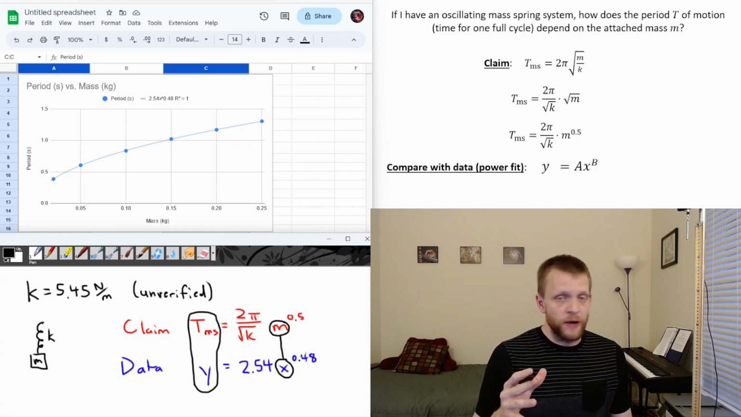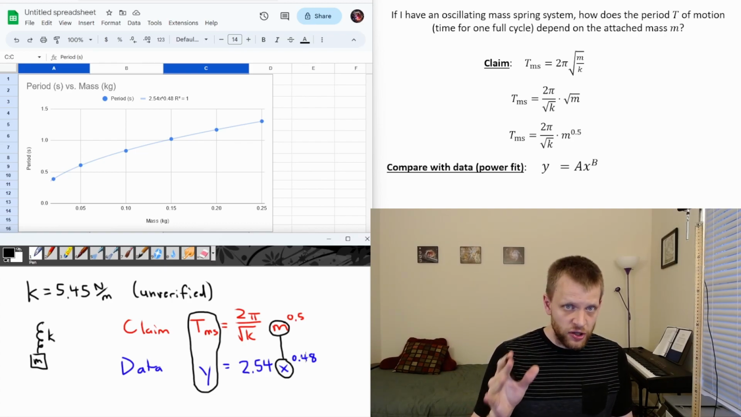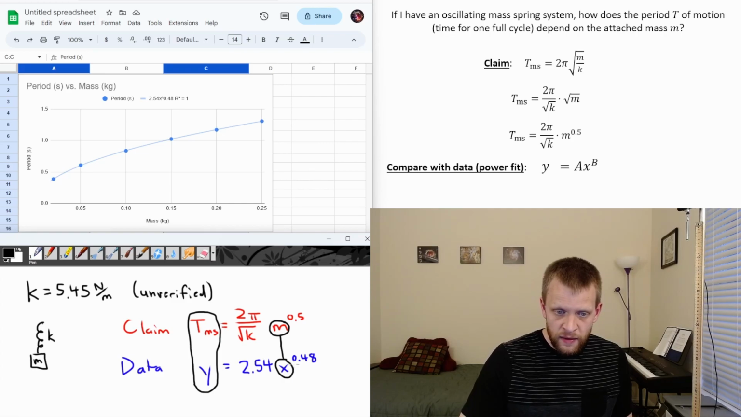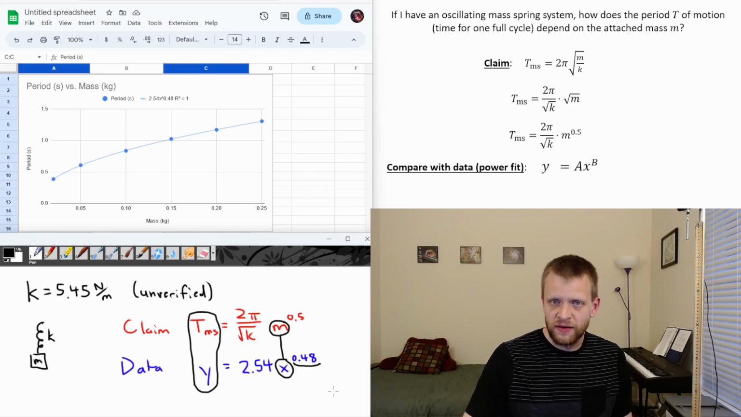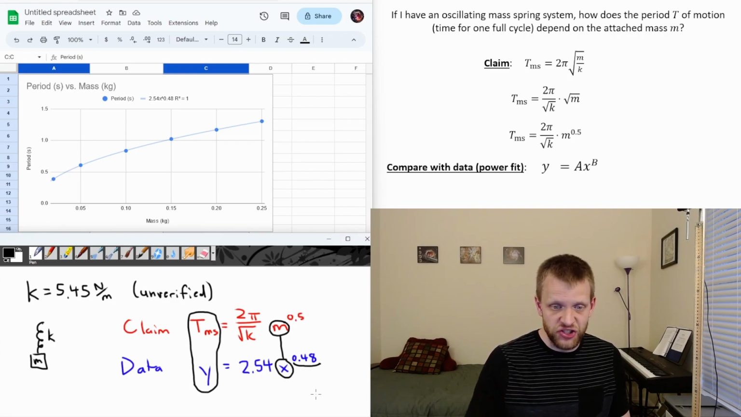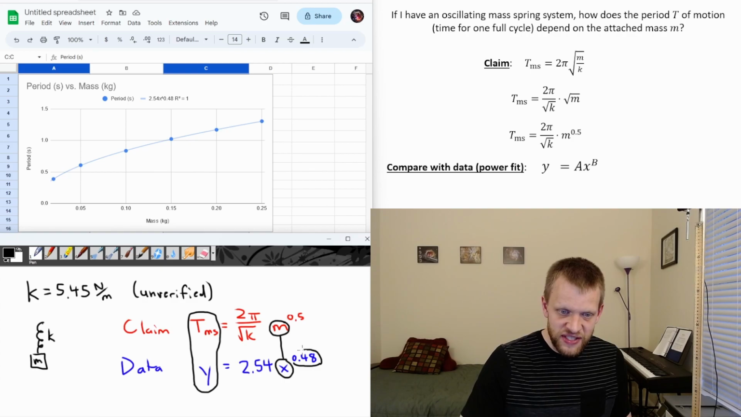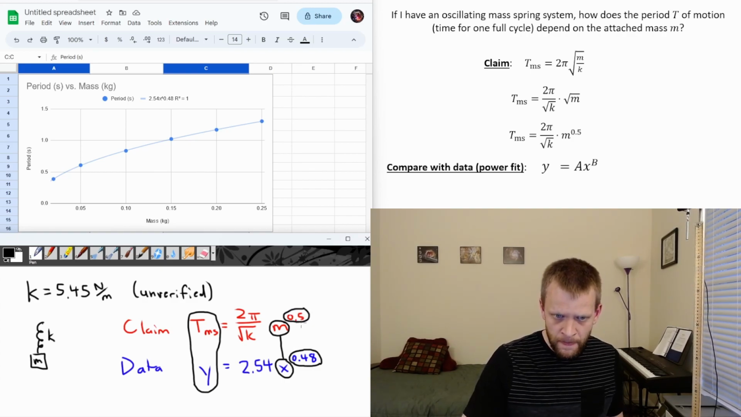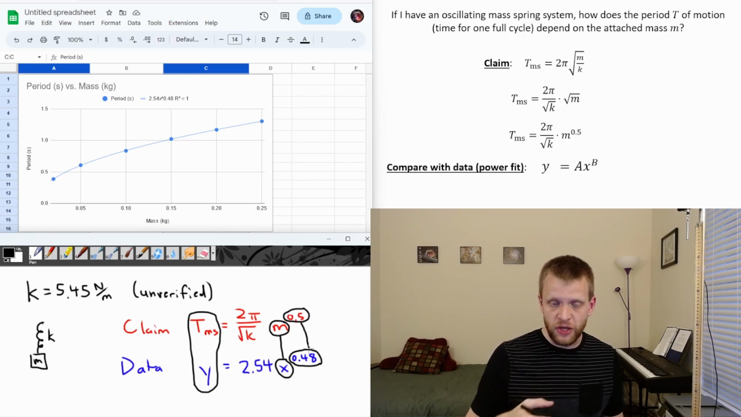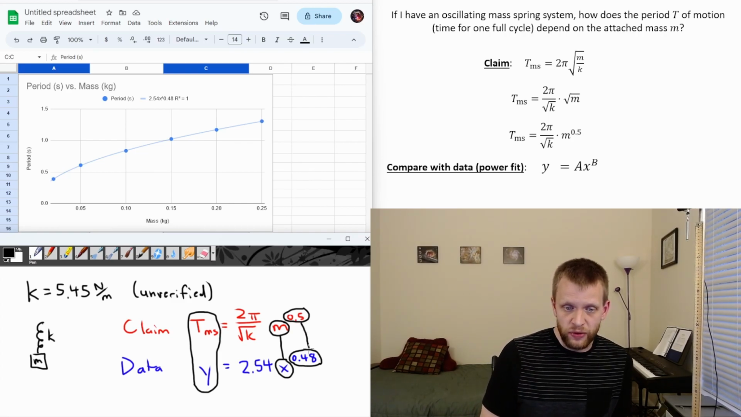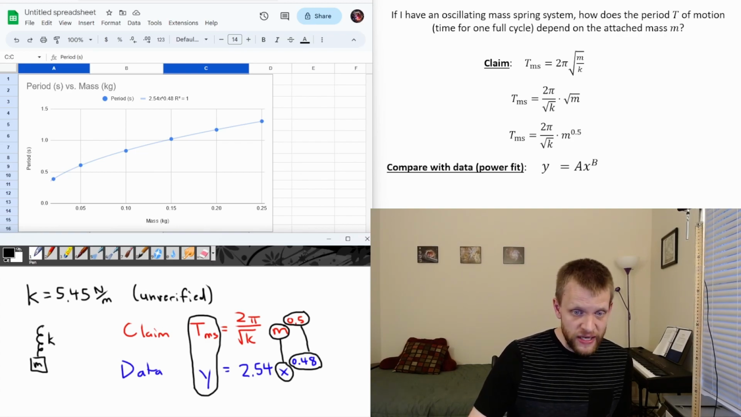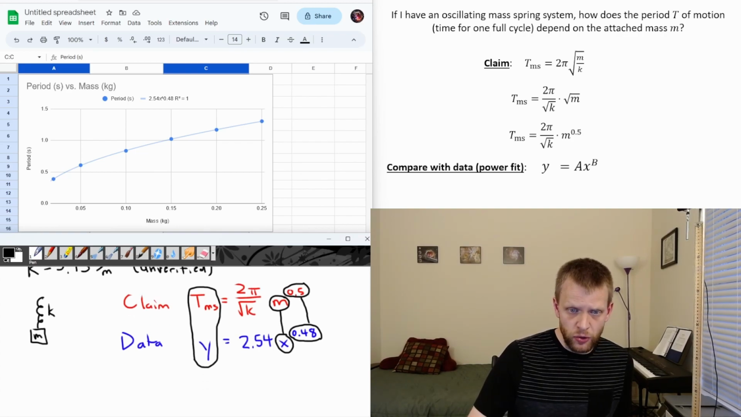If I would have done this experiment perfectly, and this claim were true, you might want to look at what we would expect this exponent to have been. Well, if we compare this side by side, you can kind of see that if we would have done this perfectly and the claim were perfectly accurate, we would have expected those to match up with each other. So we would expect that exponent to be 0.5. We got 0.48. Those are in pretty close agreement.